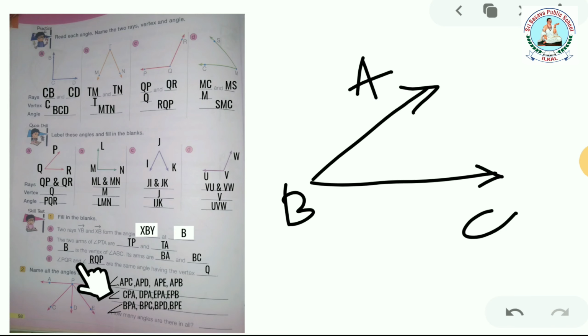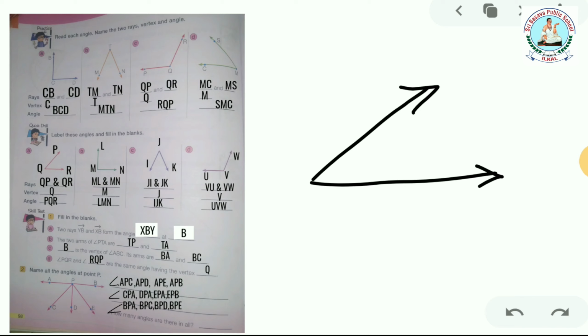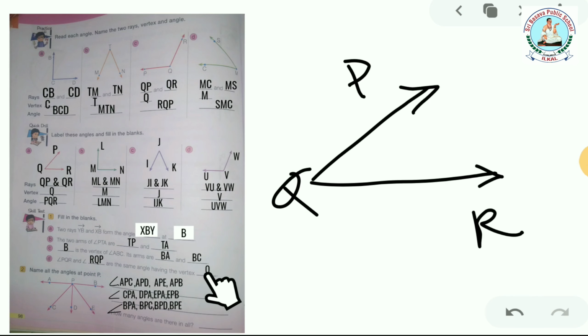Next, we have to assume that there is an angle PQR, right? There is an angle PQR, and we can also read it as RQP. See here, P, it is Q and it is R. So we can name it as angle PQR, or else we can also name it as RQP. Both are the same. And at which point is this angle formed? At the point Q this angle is formed. So that is why we have to write Q. Let's move on to the next question.